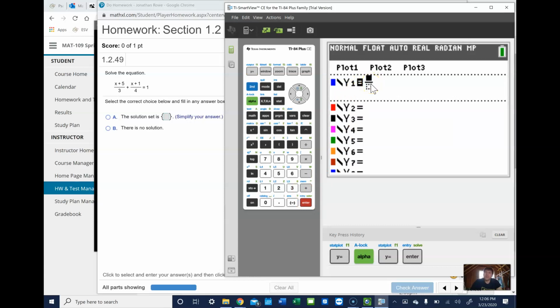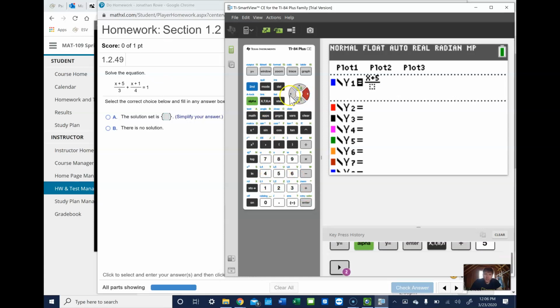If you have an older calculator, it may not be that user friendly. I'll show you a different way to type it in if that's your case. So I'm going to put x plus 5 on top of that fraction. Then I'm going to hit to the right. And on the bottom of the fraction, I'm going to put 3. Plus another fraction bar, alpha F1. x plus 1.